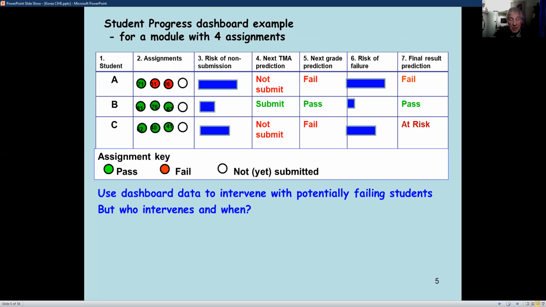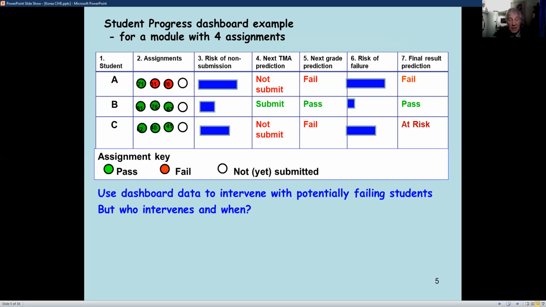These are shown by circles in the second column for 3 students, A, B, and C. Green circles are completed and passed assignments. Red circles are completed but failed assignments, and open circles are uncompleted assignments. The assignment grade is shown in each circle.